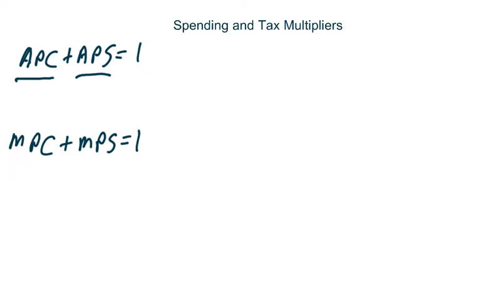And by the way, there's a reason why your average propensity to consume and your average propensity to save adds up to 1. Because there's only 2 things you can legally do with money, and that is spend it or save it. That is why it always has to equal 1.